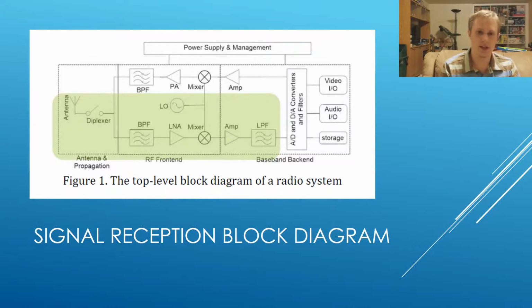The green shape contains the block diagram for the signal reception part of a radio system. A signal received by the antenna is run through a duplexer, a bandpass filter, and a low-noise amplifier. Then it is passed through a mixer to restore the original frequency that was transmitted. Then it is run through another amplifier and a low-pass filter before it is passed to the analog-to-digital converter.